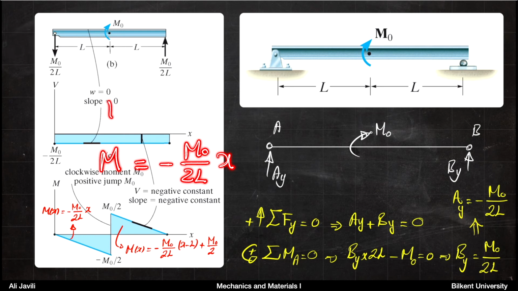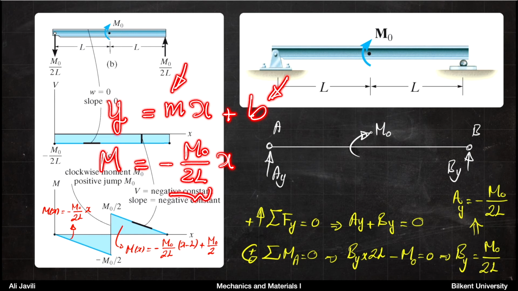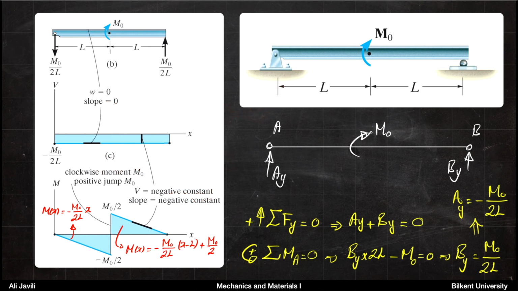And then again, you should compare this with your generic equation y equals mx plus b. B is 0 because moment at 0 is 0. And m is the slope of the line, which is in this case the shear force, and that is constant, so minus M0 divided by 2L. So this would be the line until you reach the center of the beam.